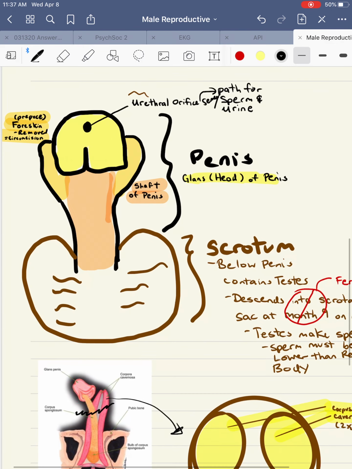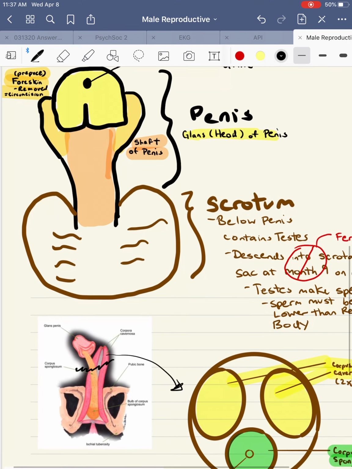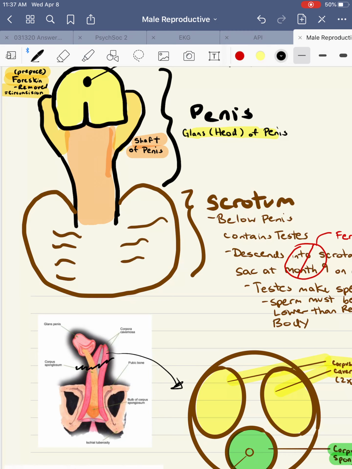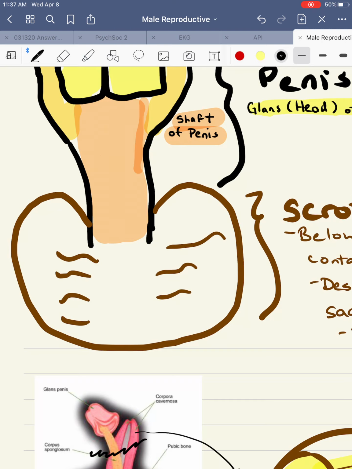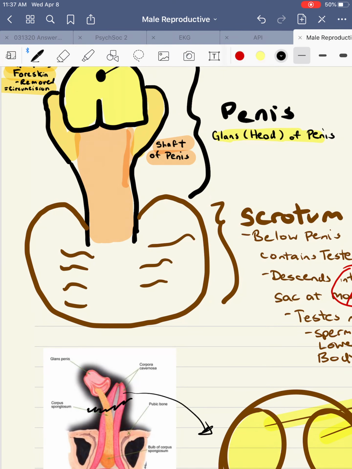And if you look at the bottom part of the male reproductive system, again, this is an inferior view. We have the scrotum. Now, the scrotum is actually below the penis, and it contains the testes. And what's the function of the testes? Well, one of which is it produces and stores sperm. In fact, the testes are about 3 degrees Fahrenheit less than the body temperature. That's to make sure that sperm is alive. Remember, sperm can't survive at our body temperature.